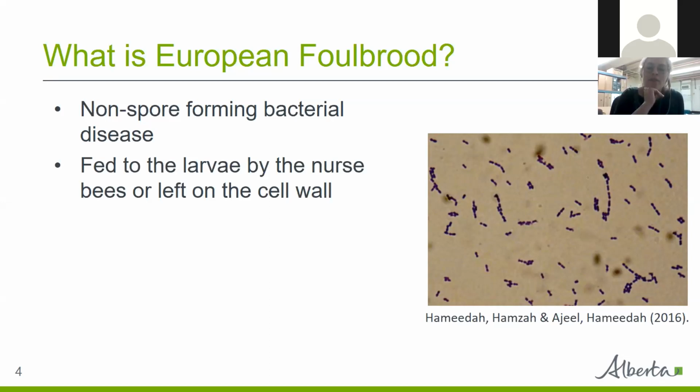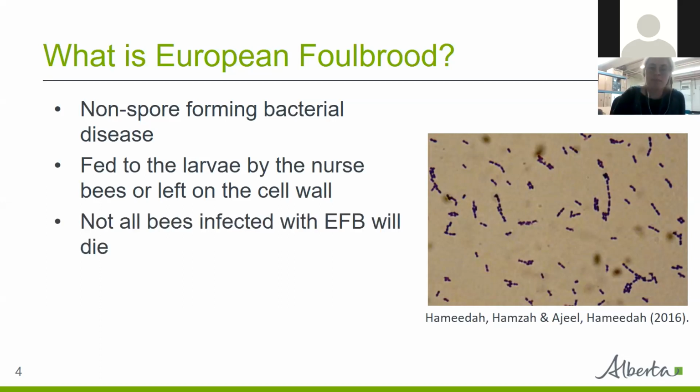How European foul brood is spread throughout the colony: it's actually fed to the larvae by the nurse bees, or left over on the cell wall from a previous bee that was infected with EFB. Not all bees that are infected with European foul brood will die, and it's actually the ones that survive that are responsible for spreading the EFB in the colony. When they're larvae and they have EFB in their digestive tract, when they go to pupate, they actually defecate in the cell, and all that infected fecal material gets deposited in the cell. Then the nurse bee or the cleaner comes and cleans up the cell, and obviously gets infected with EFB, and that's how it spreads.